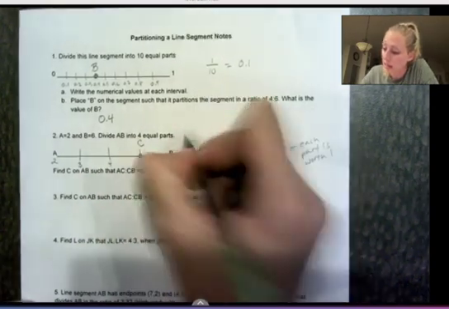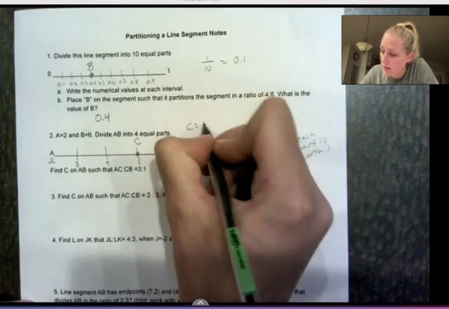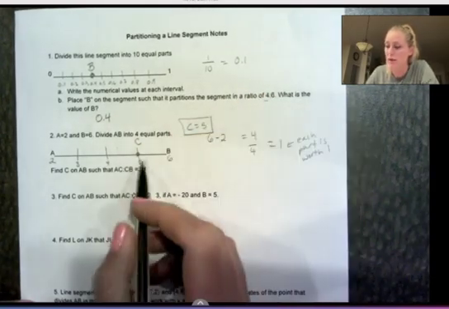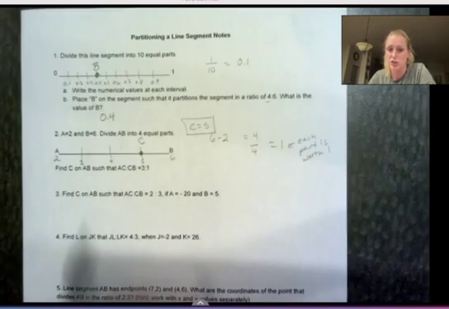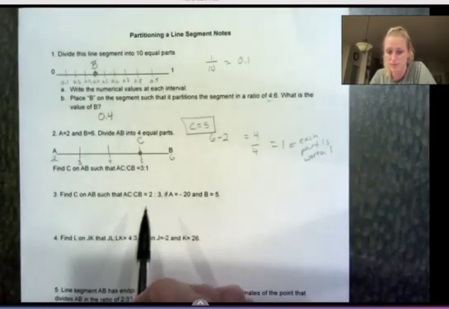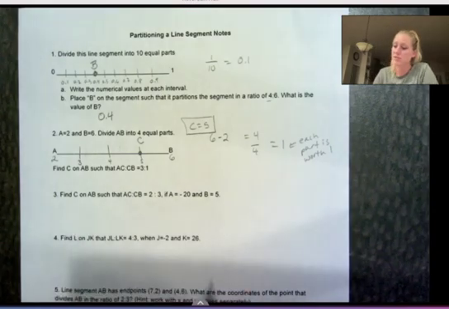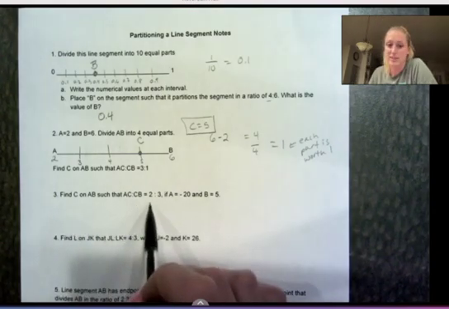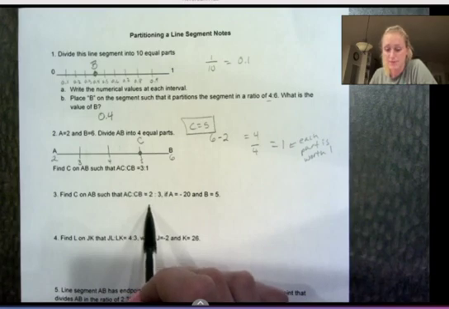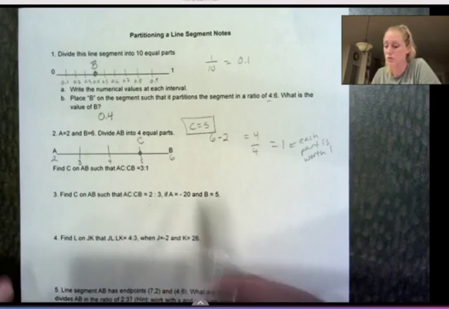So C then is 5. That is the point that divides AB into that ratio 3 to 1. Okay? All right, so now we're going to find C on AB such that it divides it into this ratio, 2 to 3. A is at negative 20, B is at 5.